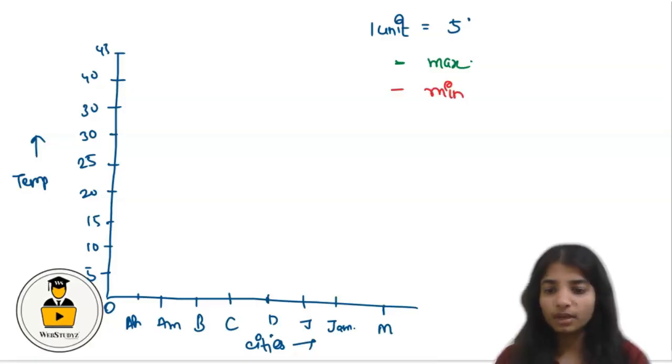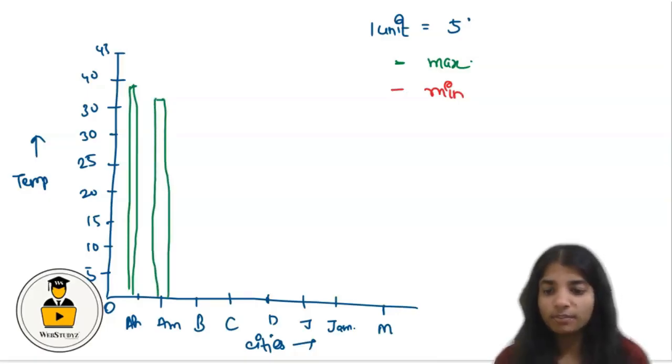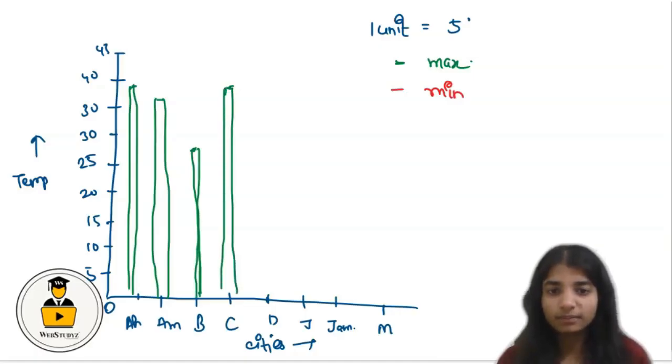For Ahmedabad we are given the maximum temperature, which is 38 degrees Celsius. So 38 degrees must be there. So this is 38 degrees for Ahmedabad. Next for Amritsar, it's given 37. So this is 37 for Amritsar. Next is for Bangalore, it's 28 degrees. So this is 28 degrees for Bangalore. Next is for Chennai. For Chennai, it's 36 degrees. So this is 36 degrees for Chennai.